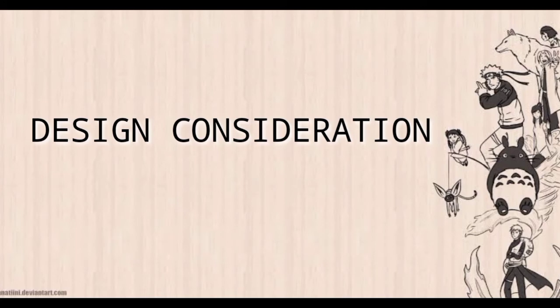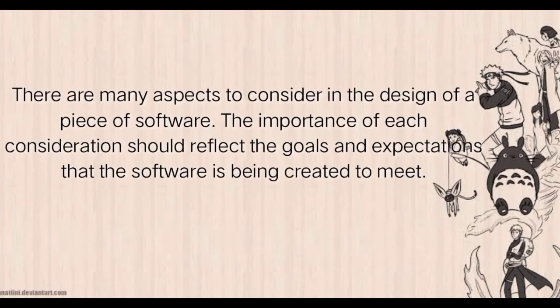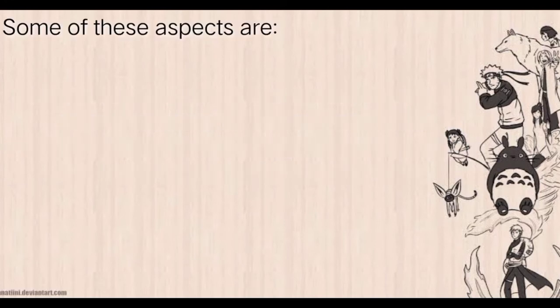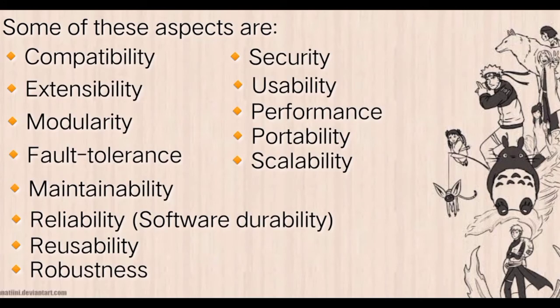Design considerations. There are many aspects to consider in the design of a piece of software. The importance of each consideration should reflect the goals and expectations that the software is being created to meet. Some of these aspects are compatibility. The software is able to operate with other products that are designed for interoperability with another product. For example, a piece of software may be backward compatible with an older version of itself.